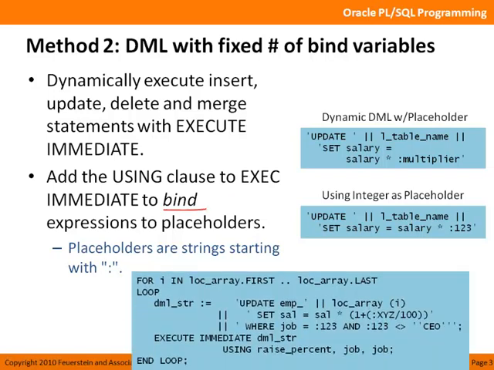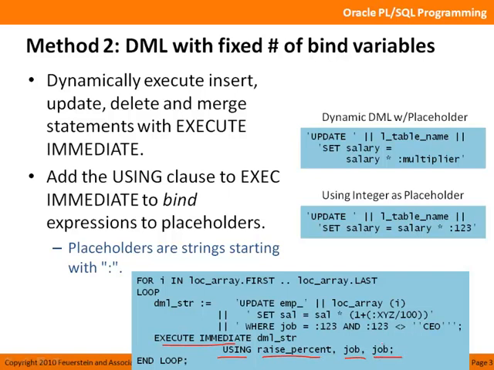So here's a quick initial example. I'm constructing my DML string inside a loop. My table is dynamic, so I have to do this with EXECUTE IMMEDIATE. I construct my update statement. Notice I've got a placeholder here, a placeholder here, and a placeholder here. Strings and integers. And then in my EXECUTE IMMEDIATE statement, I have a USING clause, and then I specify a variable or an expression for each one of the placeholders in my string.